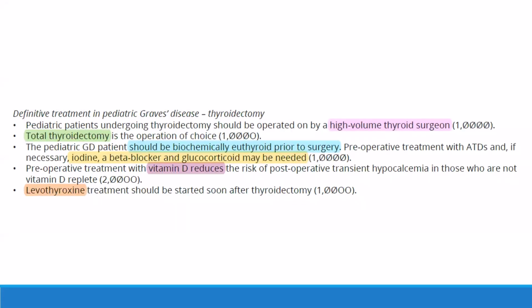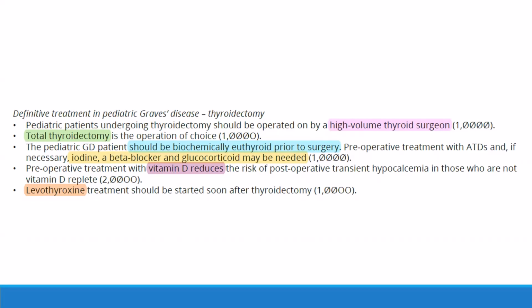What about thyroidectomy? Thyroidectomy is a very important option in the management of pediatric Graves' disease, and the surgeon must be a high volume thyroid surgeon. A total thyroidectomy is the best operation of choice, and of course, euthyroidism should be obtained biochemically before surgery.